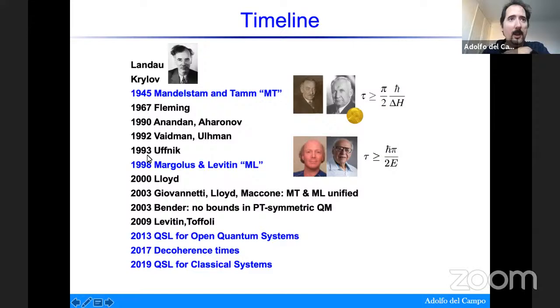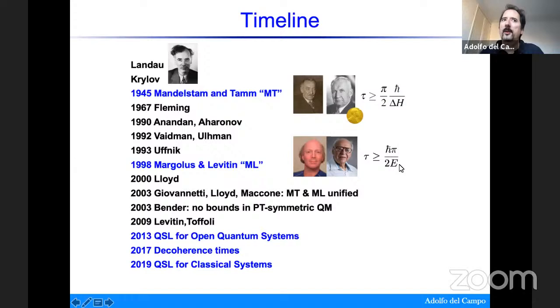when Norm Margolus and Levitin introduced an alternative bound, which showed that the same time scale for something to happen, this orthogonalization time, the time for a state of a system to evolve into an orthogonal state, is lower bounded by the mean energy of the system, the mean energy above the ground state.